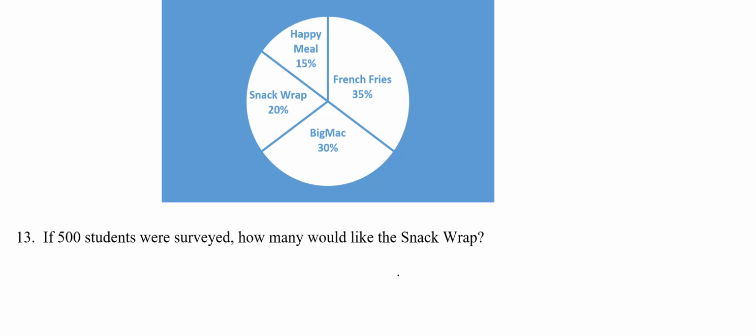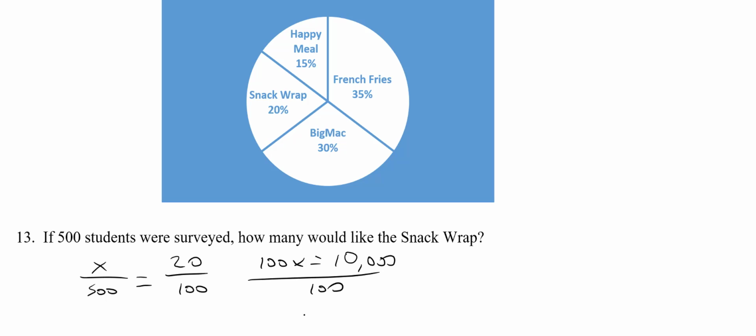So right away, snack wrap, I would say, that's a percentage. So it's 20 out of 100. Got to do that right away. And then 500 students were surveyed. So the 500 is on the bottom, and I want to know how many would like the snack wrap. So that's on top. Okay? So you cross multiply, 100x equals 10,000. Divided by 100, x is 100. Okay, that's pretty reasonable.